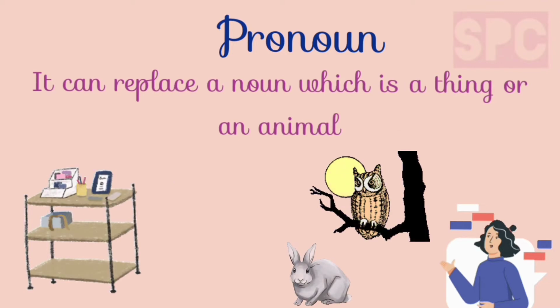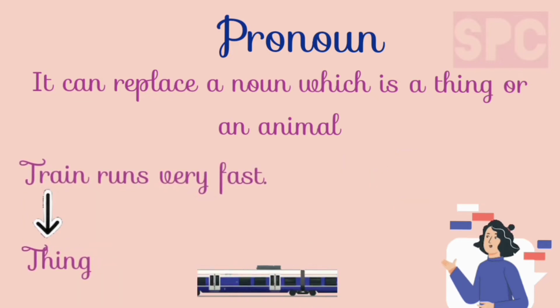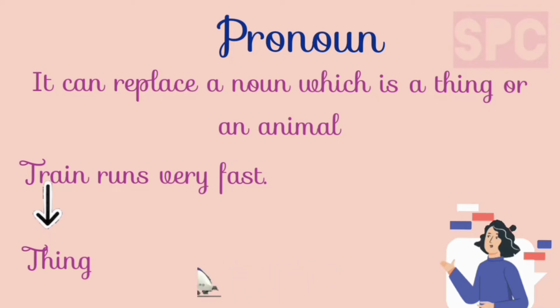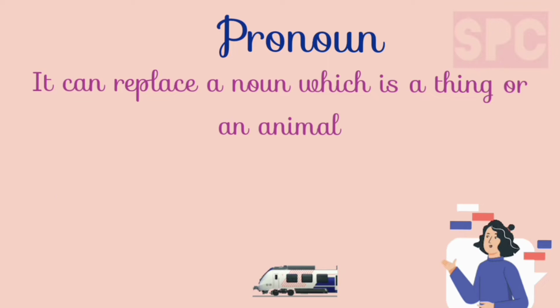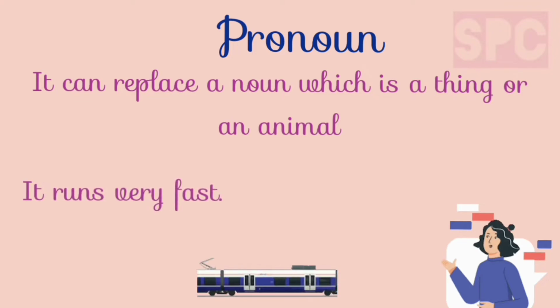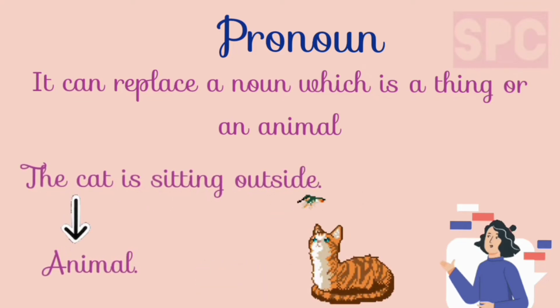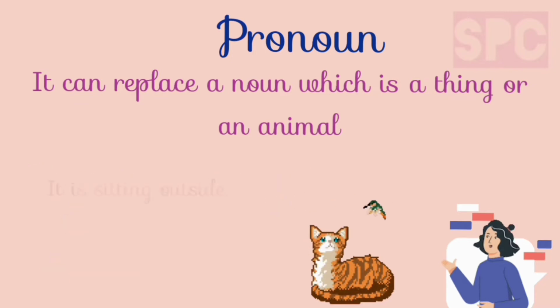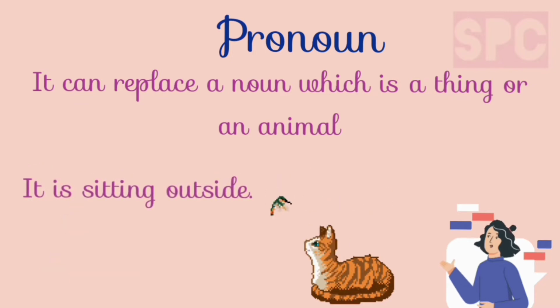The pronoun it can replace any noun which is a thing or an animal. Example, train runs very fast. Train is a thing. So, we can rewrite this sentence using the pronoun it as it runs very fast. The cat is sitting outside. Cat is an animal. For animals also, we use the pronoun it. So, this sentence can be rewritten as it is sitting outside.